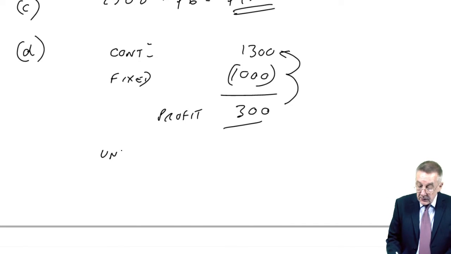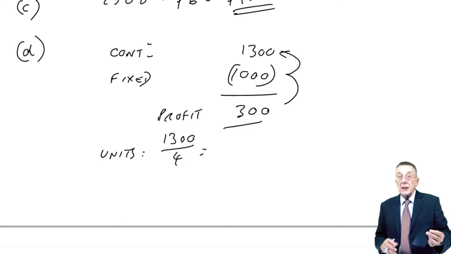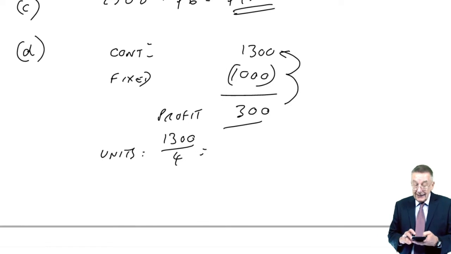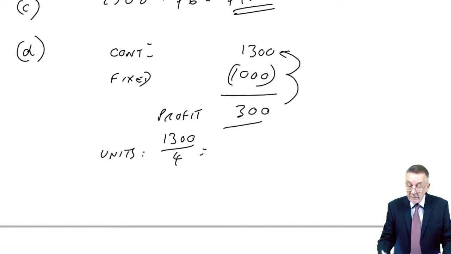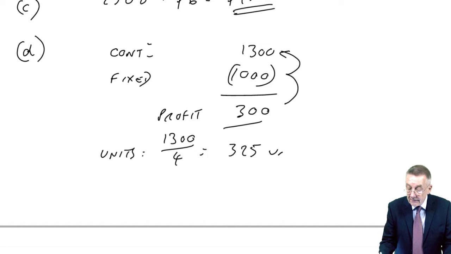And therefore exactly the same approach as before. The number of units we need to sell. We want 1,300 contribution. Each unit's giving $4. And so we need to be selling 325 units.